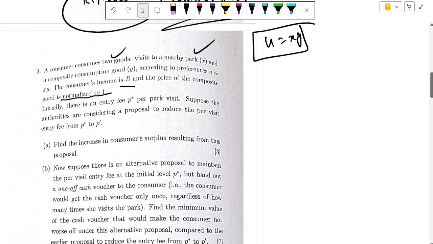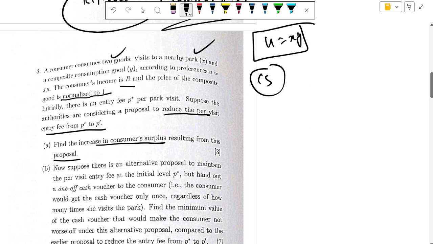Initially there is an entry fee P star to visit the park. Suppose that the authorities are considering a proposal to reduce the park visit entry fee P star to P dash. Find the increase in the consumer surplus resulting from this proposal. Consumer surplus is the difference between what the consumer is willing to pay and what he actually pays.